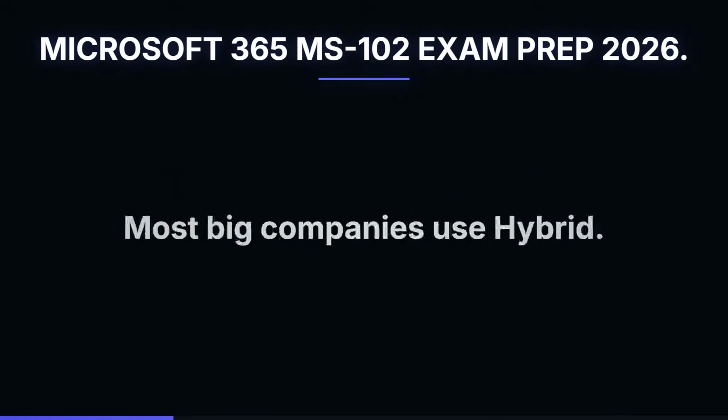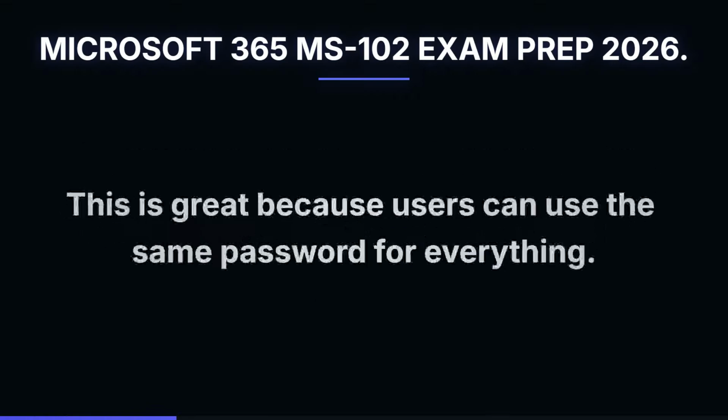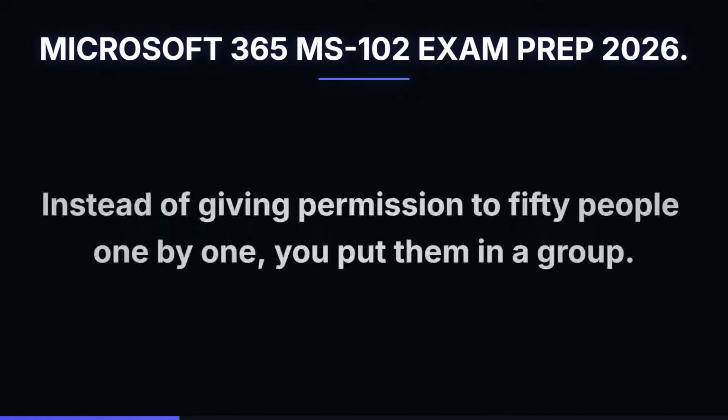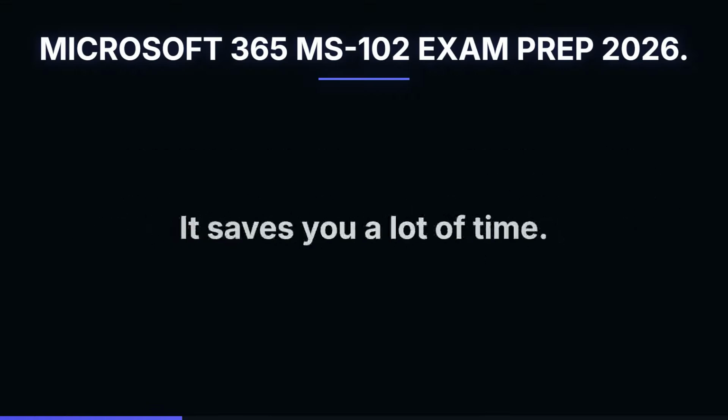Most big companies use hybrid. They use a tool called Microsoft Entra Connect, formerly Azure AD Connect, to copy users from their local server to the cloud. This is great because users can use the same password for everything. We also have groups. Instead of giving permission to 50 people one by one, you put them in a group. Then, you give permission to the group. It saves you a lot of time.